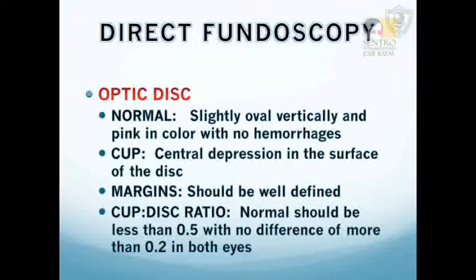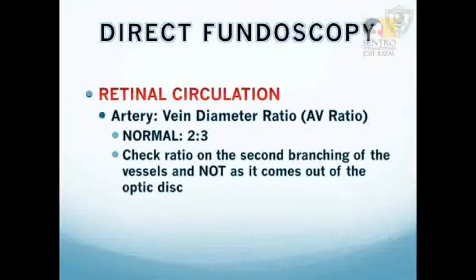The normal optic disc is slightly oval vertically and pink in color, without hemorrhages. The cup is the central depression in the surface of the disc. The margins should be well defined, and the cup disc ratio should be less than 0.5, with no difference of more than 0.2 between both eyes. Check the retinal circulation and determine the AV ratio. The normal ratio is 2:3.